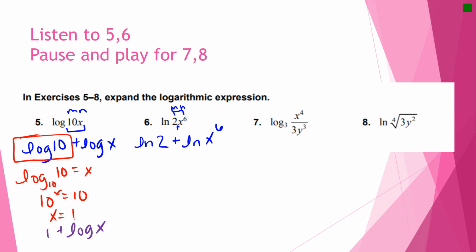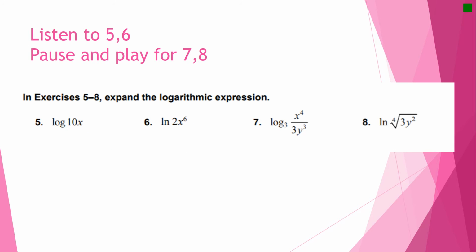Now the last step is to pull that 6 in front of wherever it is in terms of the problem. So natural log of 2 will stay, but this 6 is going to come to the front for the power rule, and that would be my final answer in that case. Okay, so what I'd like for you to do now is pause the video, try 7 and 8, and then come back and look at my explanation.